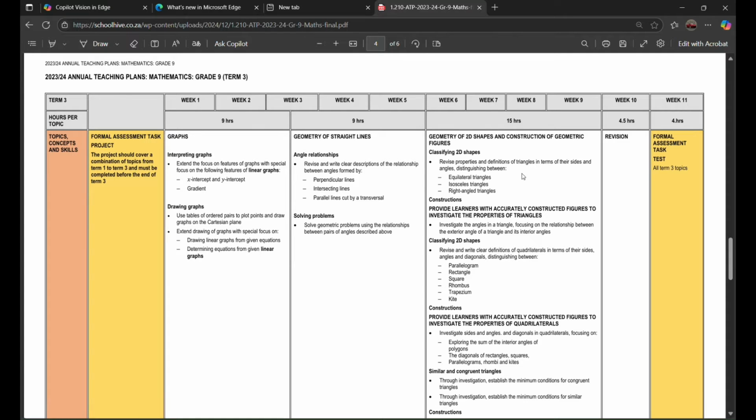Good day, everyone. Today we're going to be discussing the Mathematics Grade 9 Term 3 scope.